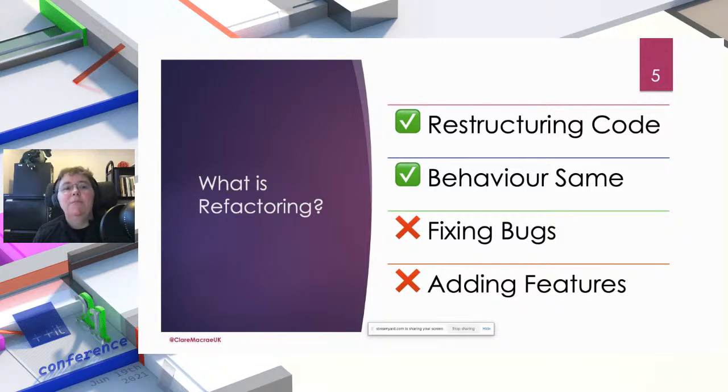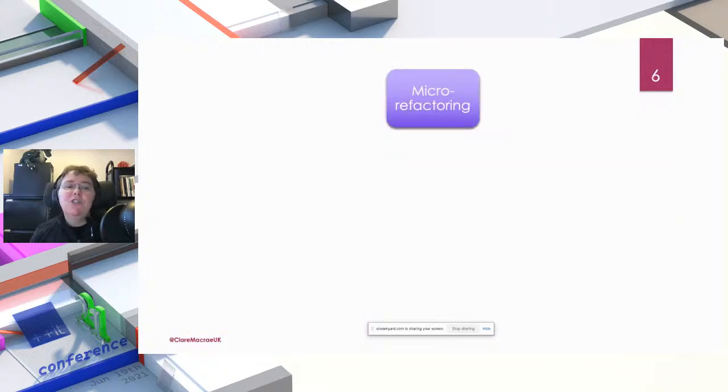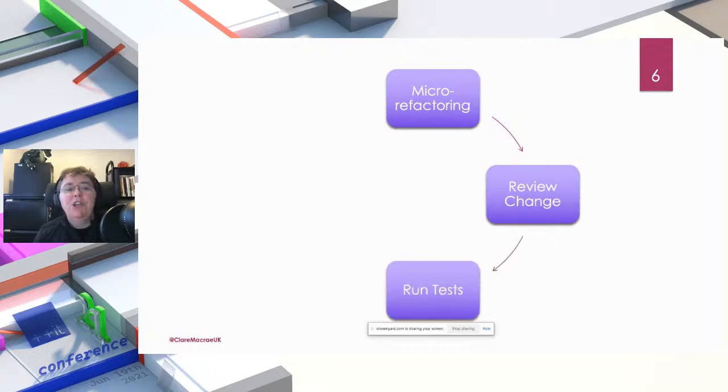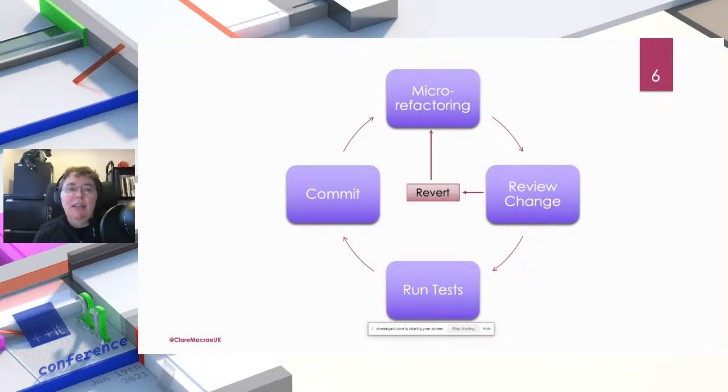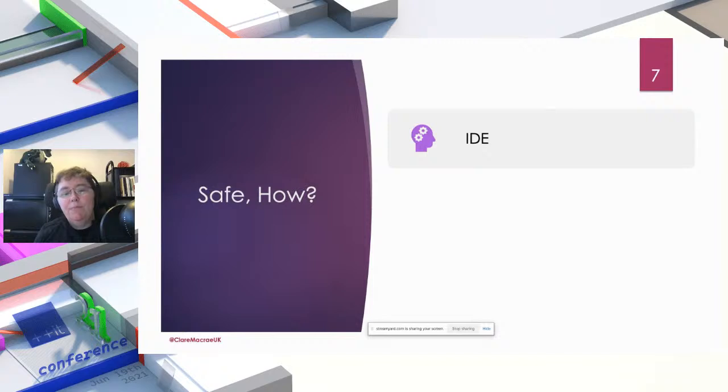So it's an enabler. And in this talk, I'm going to be talking about micro refactorings, making tiny steps, individual small steps. So you make a small refactoring, preferably with your IDE doing the work for you. You review the change, you run your tests, and then you commit the code. If when you review the change you don't like it, then you revert the change. If the tests fail, then you revert the change. Otherwise, they pass and you commit and carry on.